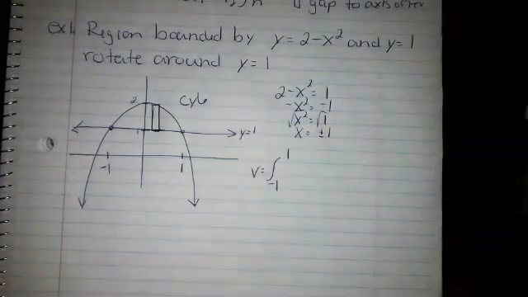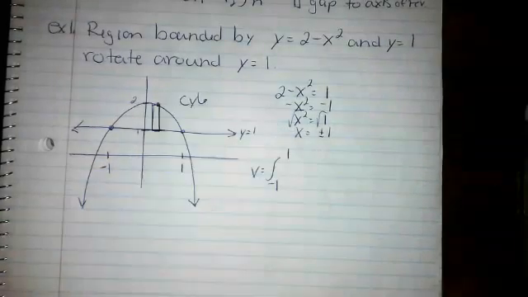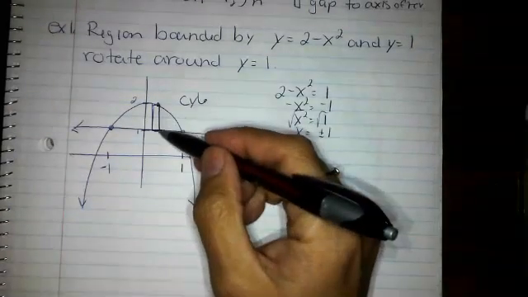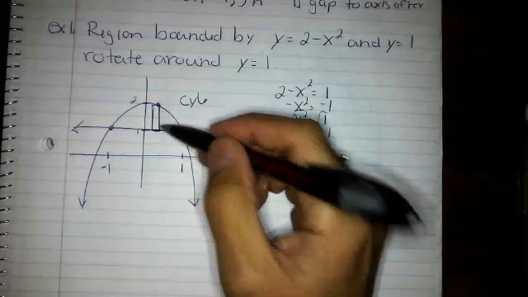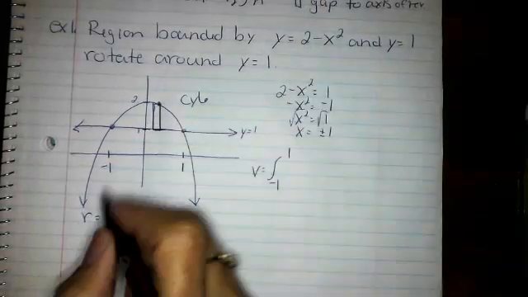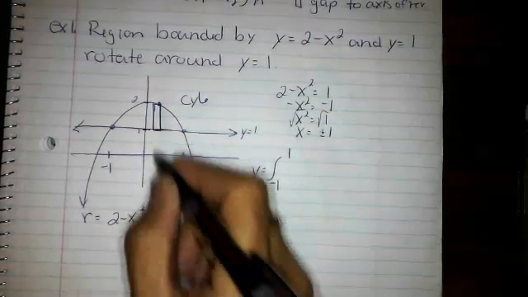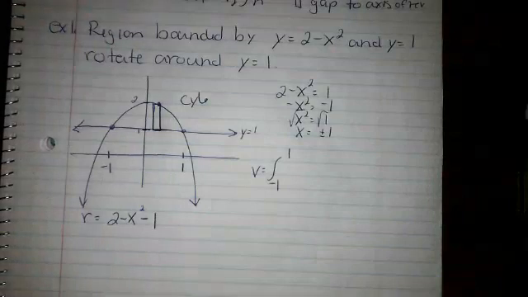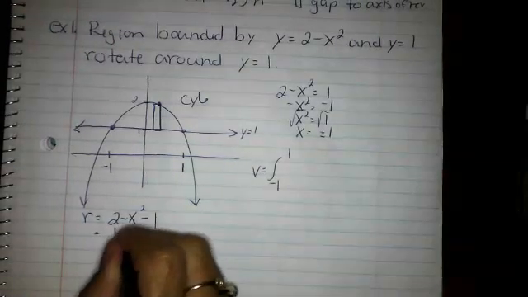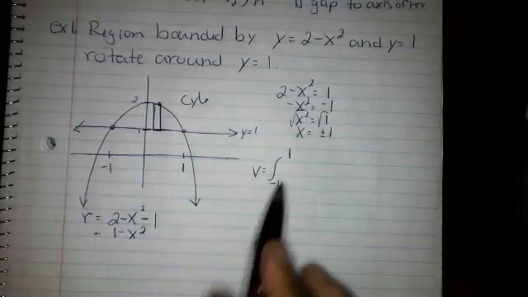Okay. The radius. Now remember, the top of my rectangle is the equation. The bottom is at 1. So if I want just this distance, it's top minus bottom, so it's my parabola, 2 minus x squared, minus the bottom, which is at 1. So my radius is going to be 1 minus x squared. And now I'm ready to go over here.